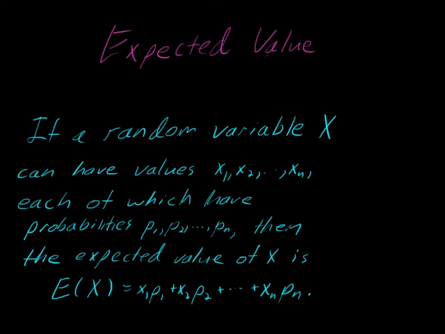Expected value is a way to figure out the average, or sort of the long-term average outcome of an event. The definition, again, is a little complicated. It has some vocabulary, random variable. We don't need to worry about that too much.